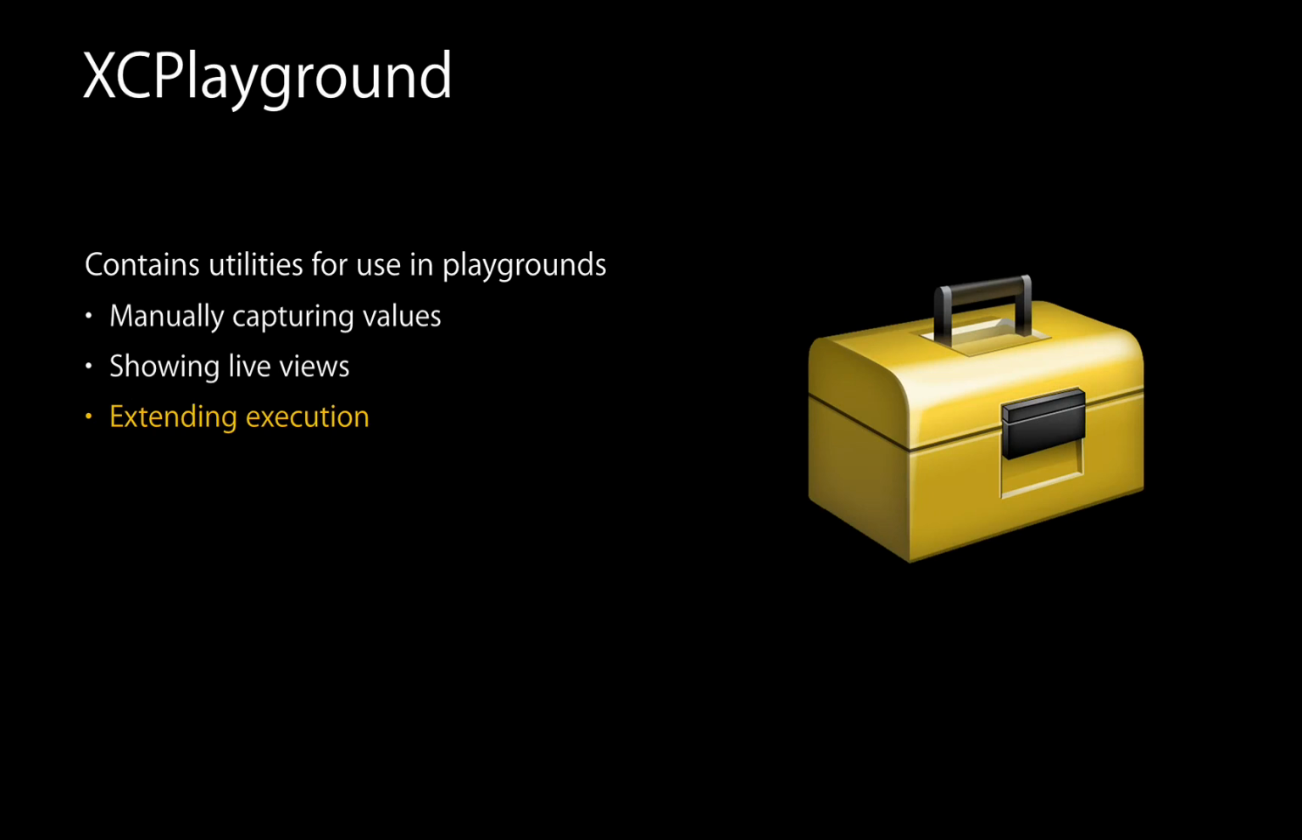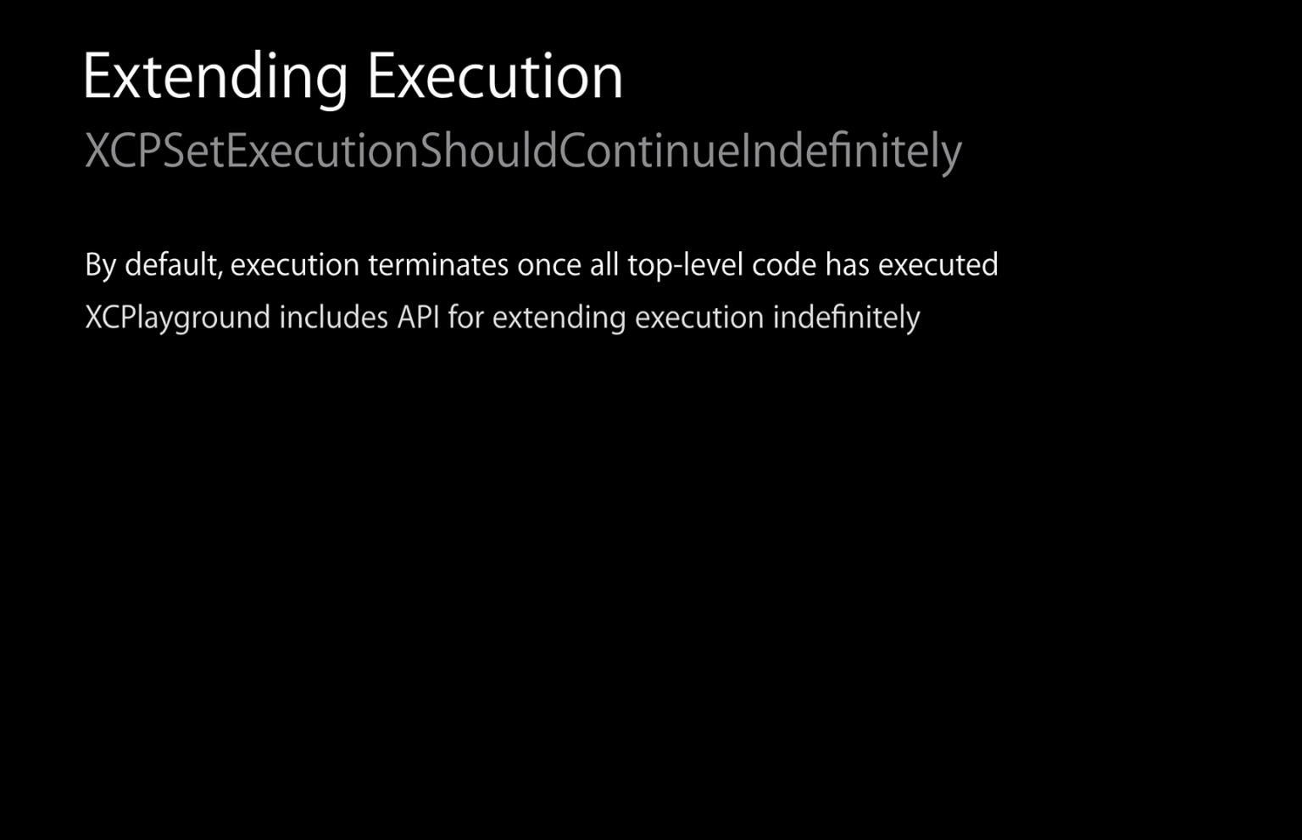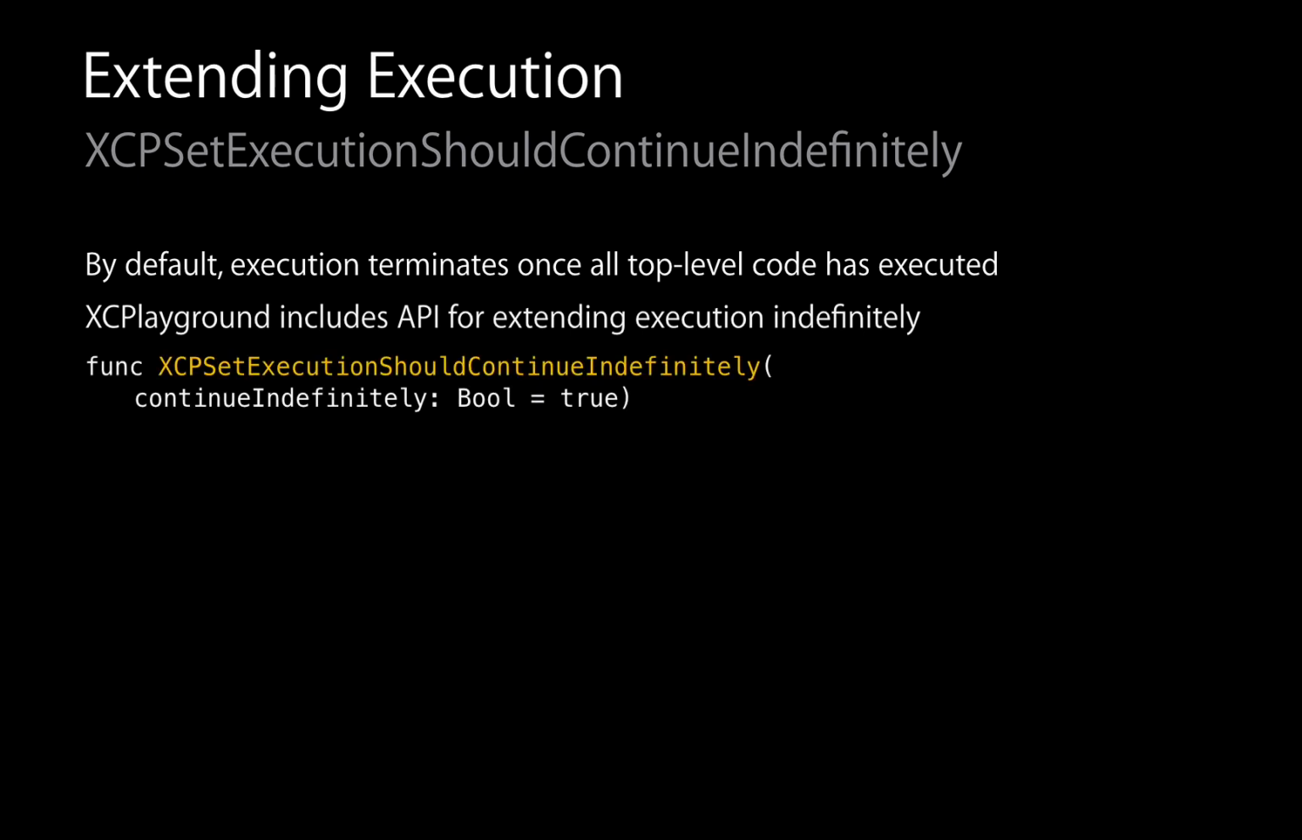Now I'd like to talk to you about how you can use asynchronous code in your playgrounds. You got a little taste of this in the demo before, but I'd like to go into a little bit more detail now. The third piece of functionality which the XC Playground framework provides is the ability to extend execution. By default, execution terminates once all top-level code has executed. XC Playground, though, provides an API for extending execution indefinitely. That's this XCPSetExecutionShouldContinueIndefinitely function.